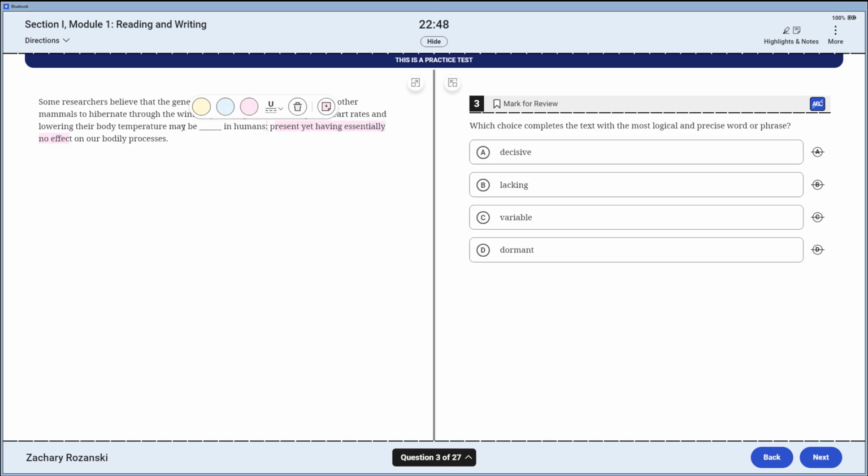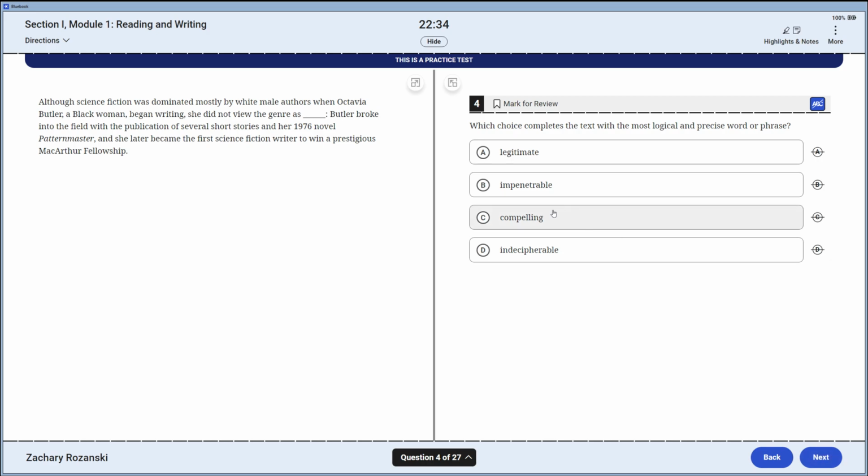Signal element to colon. Lowering the body temperature, heart rates, slow the breathing, and lowering the body temperature through the winter may be present with no effect. So this one's going to be dormant. Sorry that I spaced out for a moment.